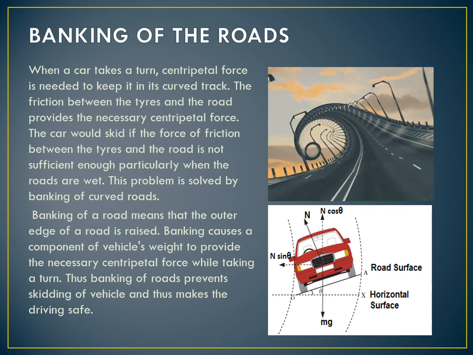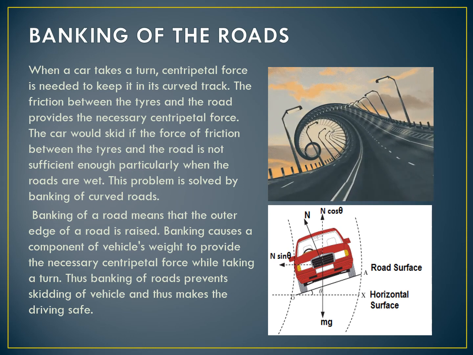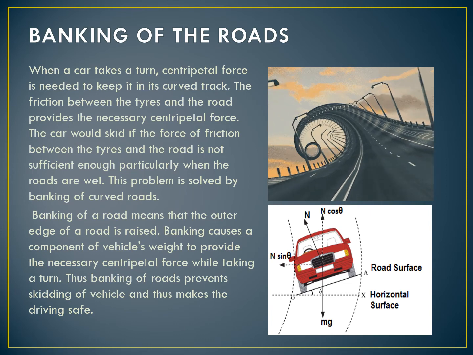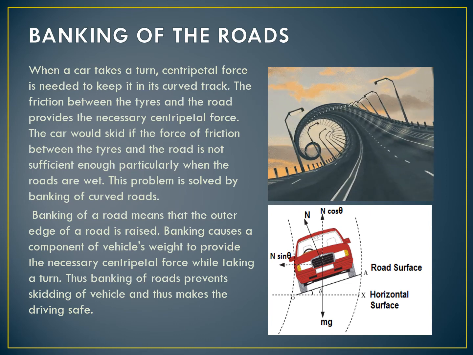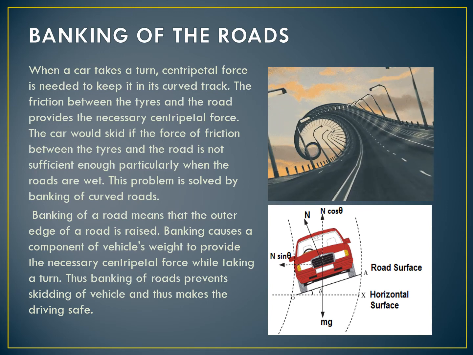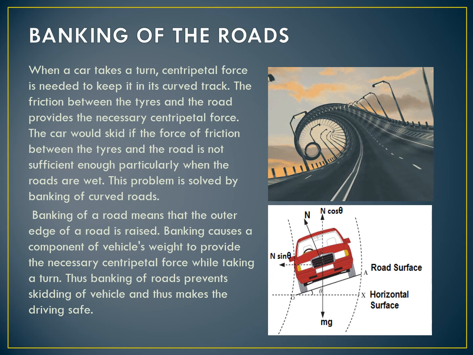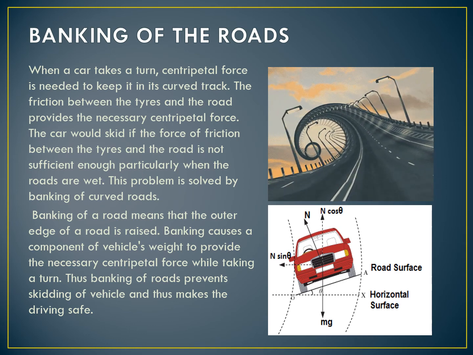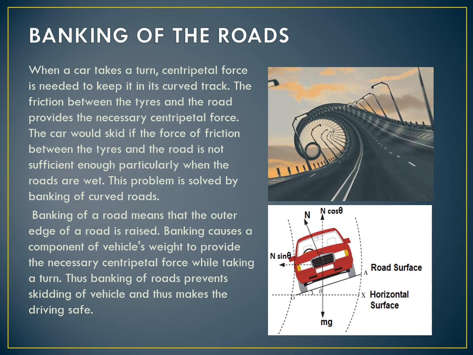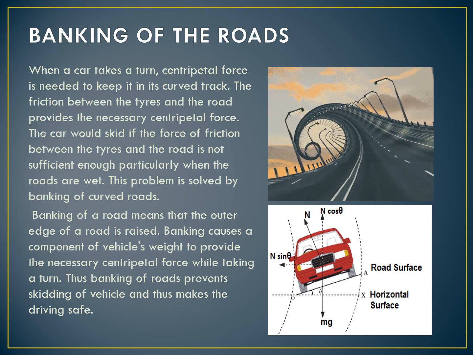So here, friction between the tires and the road provides the necessary centripetal force to keep the car on the circular track while taking a sharp turn. But if the tires are worn out or the road is slippery, then they will be unable to provide the necessary centripetal force while taking the turn, and the car may skid off the road. This problem is solved by banking of the curved roads.